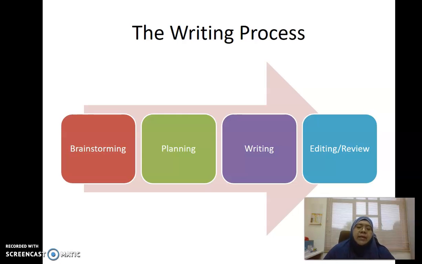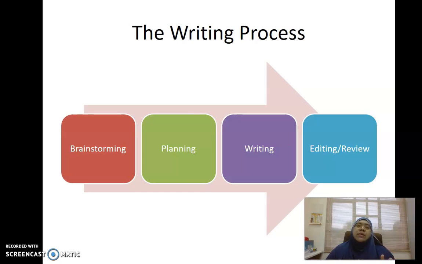examples to support your writing, and maybe you can use statistics or evidence to support it. Next is writing. You start to transfer from the outline to the writing. You start to write your essay, and usually there will be five paragraphs of essay writing. Don't forget that you have to write it properly.